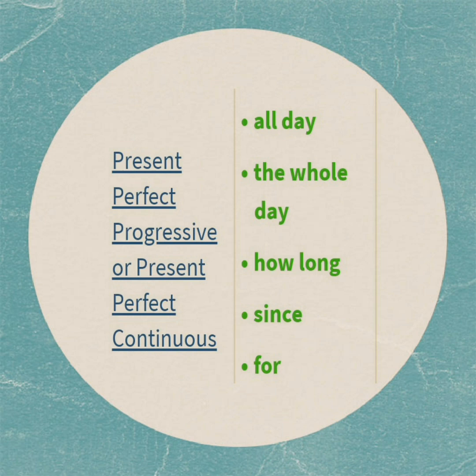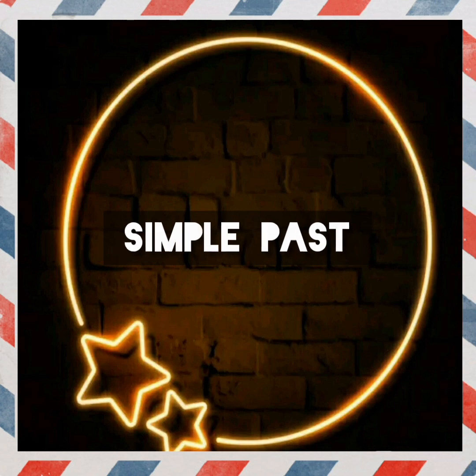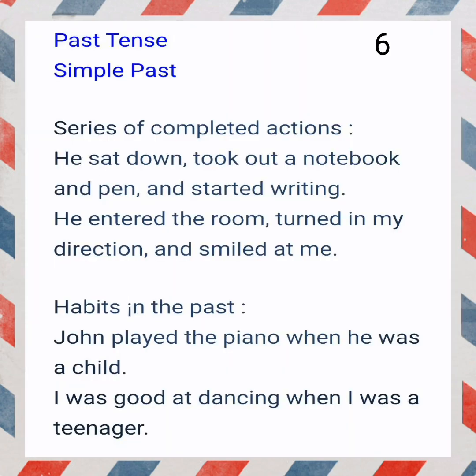These are the keywords for present perfect continuous. Next we are going to see past tense. Past tense is used in a series of completed actions. She sat down, took out a notebook and pen and started writing. He entered the room, turned in my direction and smiled at me.